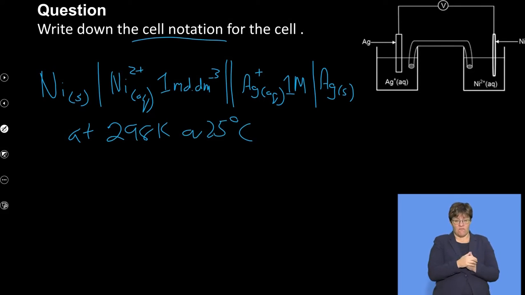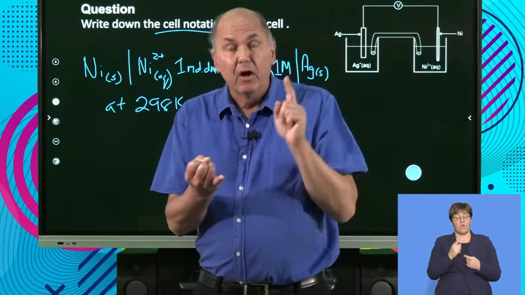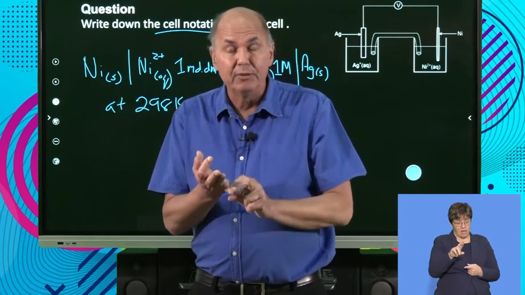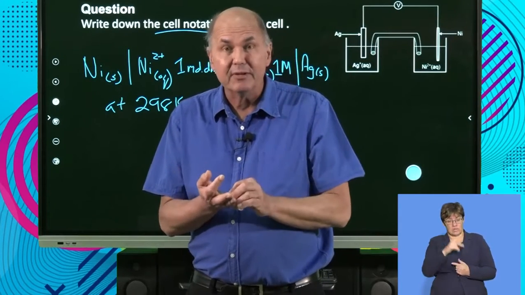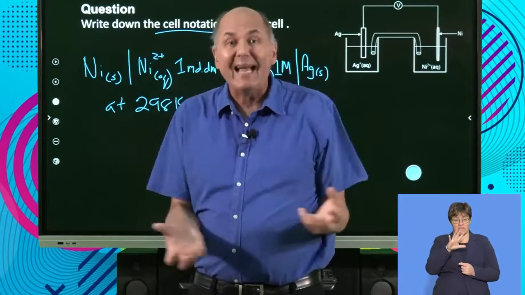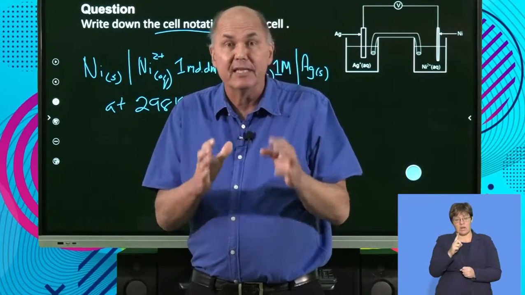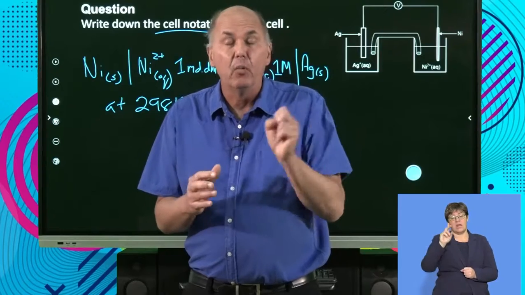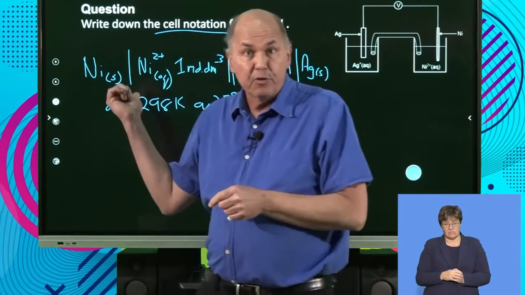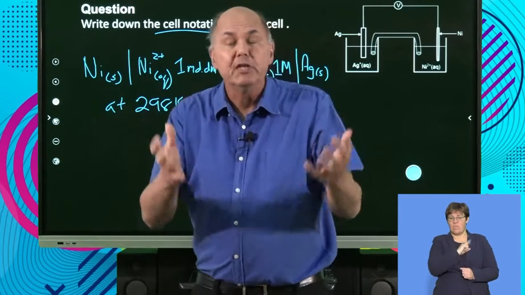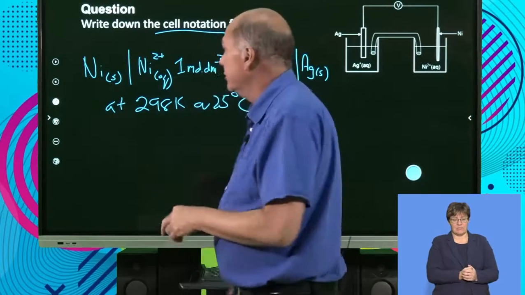So the standard conditions of a galvanic cell are namely concentration of 1 mole per decimeter cubed at 25 degrees Celsius, and if it involves gases, and only if it involves gases, must the pressure of those gases be 1 atmosphere, 101.3 kilopascals. For this cell, we wouldn't need to say the gases for the standard conditions.